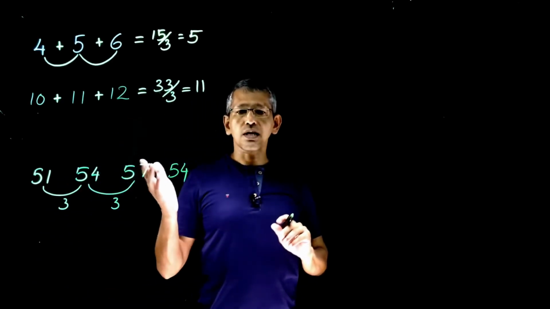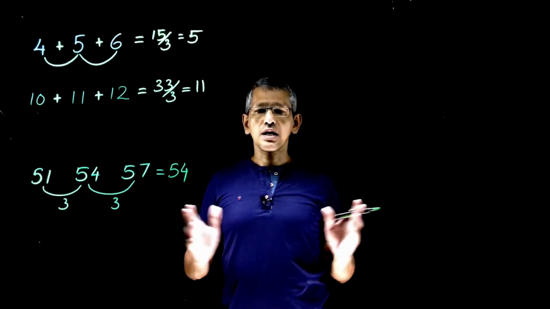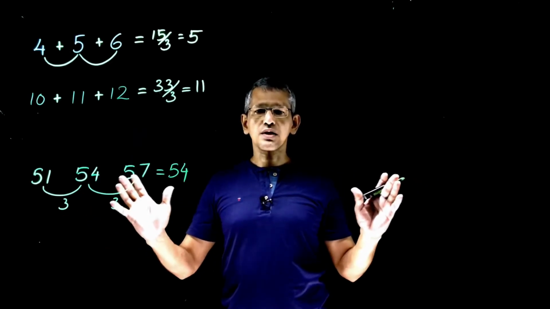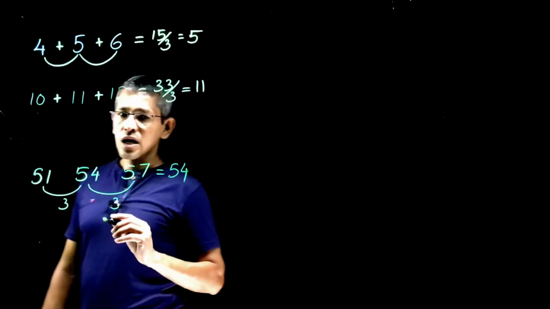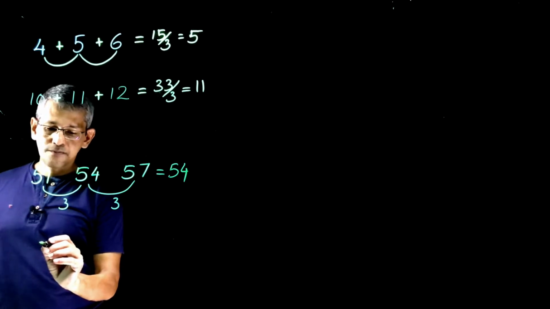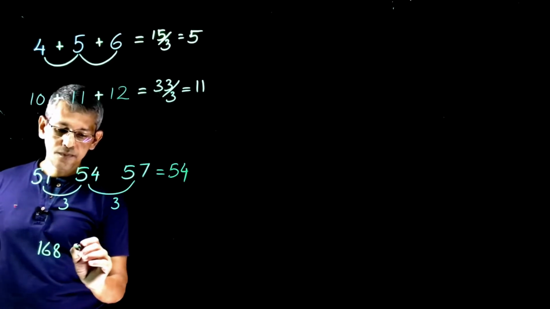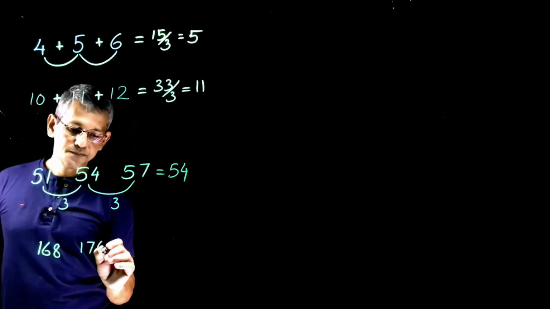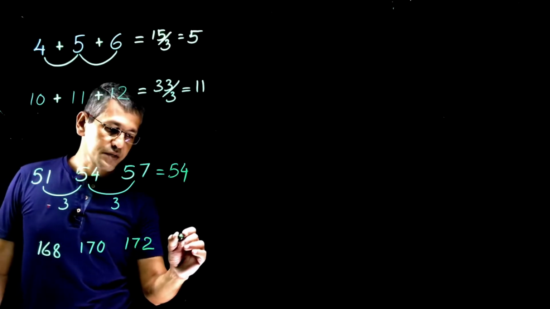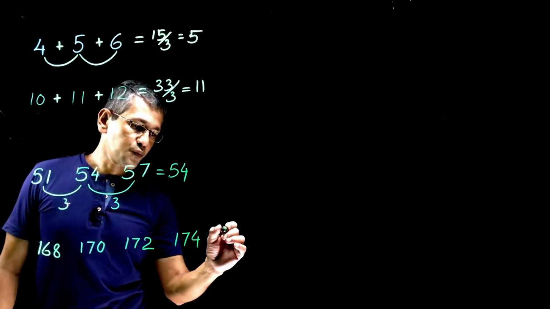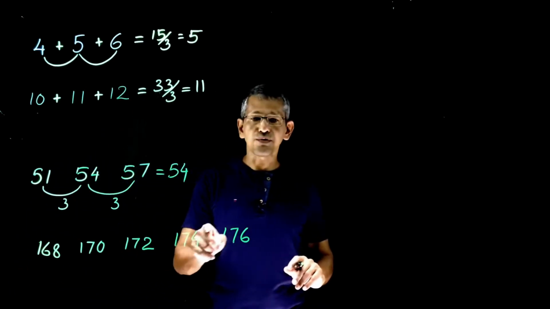So this concept we can apply sometimes to the height of the students. Let's say we have 5 students with different heights. The heights are given in centimeters. So let's take a look at the centimeters. The heights of the students: 168, 170, 172, 174 and 176 centimeters. These are the heights of 5 students.